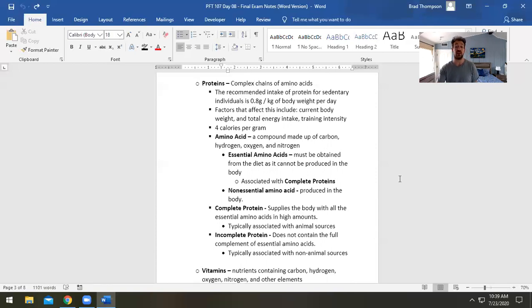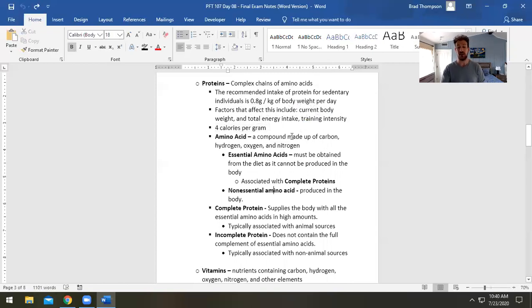So there's a lot of different factors that determine your protein intake. Your body weight is obviously huge, right? We just talked about how it's per kilogram of body weight. Your total energy intake is one, and then your training intensity. The more intense you train, the more protein you're going to need. And protein here actually has the same number of calories per gram as carbohydrates. So you're going to see 4 calories per gram there.